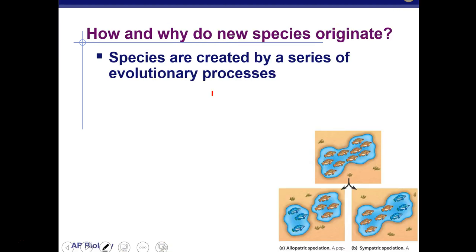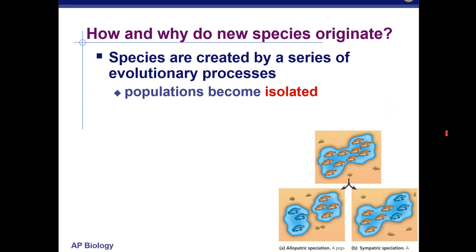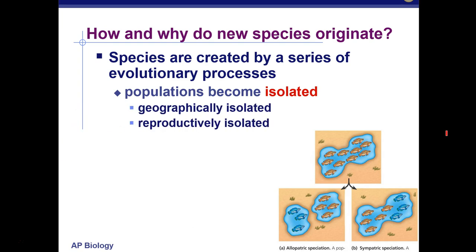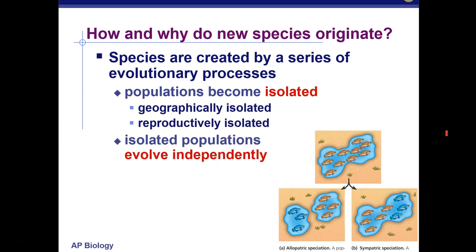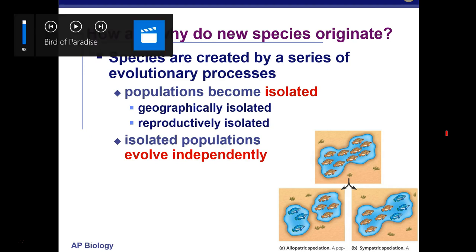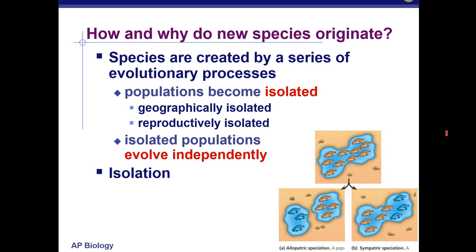So how do we get new species? There's a bunch of different things that can happen. It could start out with a population becoming isolated, geographically, reproductively, and because they're isolated, they do their own thing and end up changing.